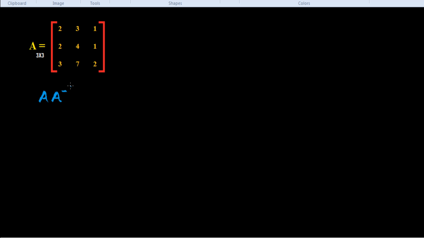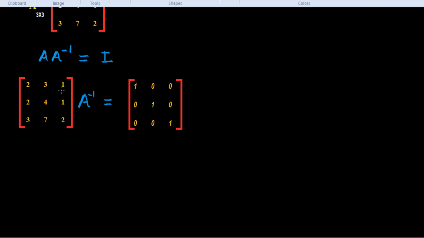A into A inverse is equal to I. So in this way I arrange these matrices. So I get one. This is the matrix A we have taken, and this is the A inverse and the identity matrix of order 3 we have taken here.